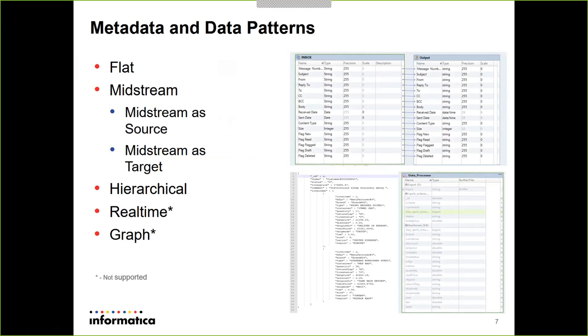In the patterns, we can think of flat, midstream, hierarchical, real-time, and graph. Currently in the SDK we support flat, and hierarchical a bit, and midstream as well. When it comes to flat, we can think of regular relational kinds of systems and flat file kinds of systems. Midstream is something like a call or a procedure, or a BAPI call in SAP, and something similar to that. It will be in between a source and a target. And hierarchical is something like XML or JSON kinds of systems.